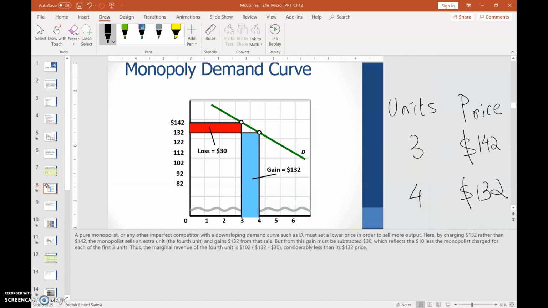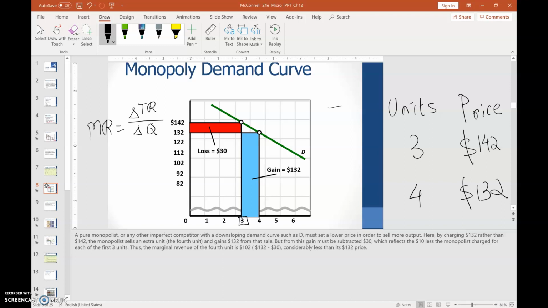Now, let me show you the monopoly demand curve and how to compute marginal revenue. So the marginal revenue is equal to change in total revenue over change in output. So when the monopolist is producing 3 units, it's charging a price of 142. When the monopolist is producing 4 units, it's charging a price of 132.